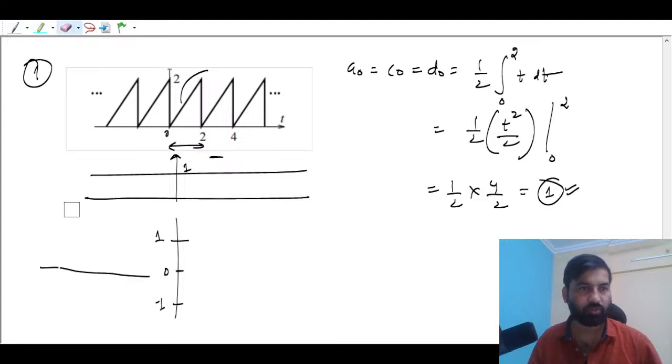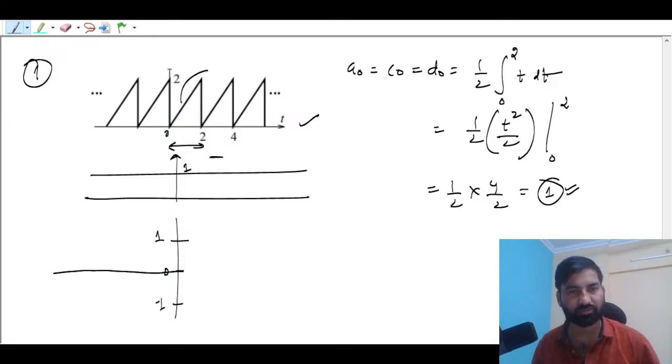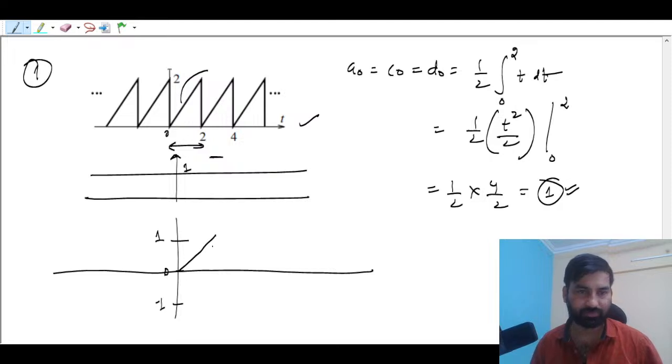Let me draw properly. This time axis will now be passing through the origin like this, and now you can identify that your signal is like this.